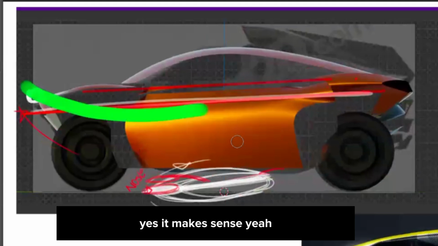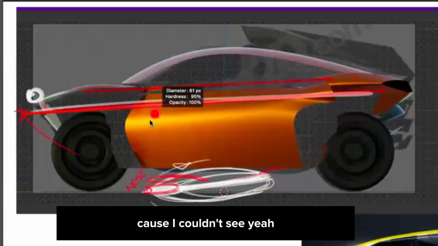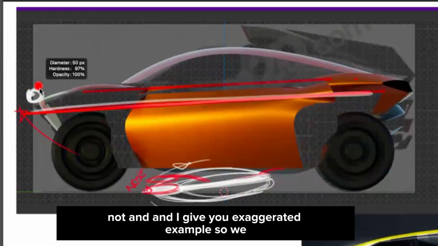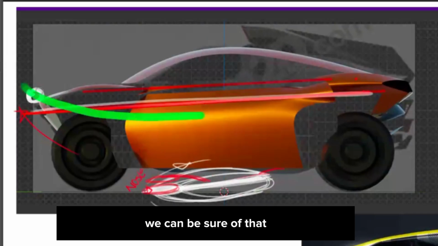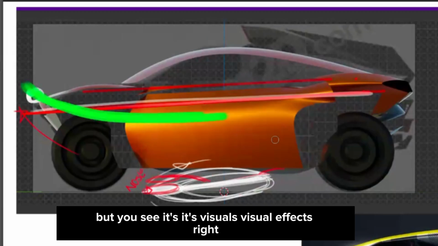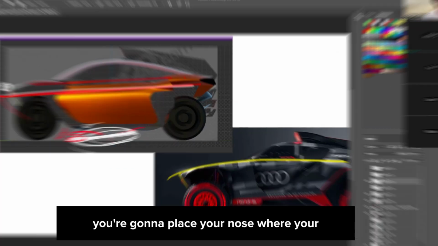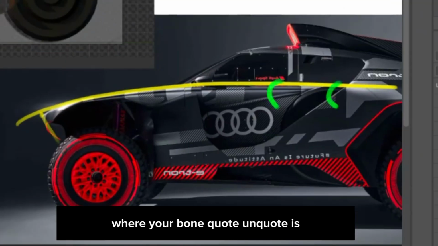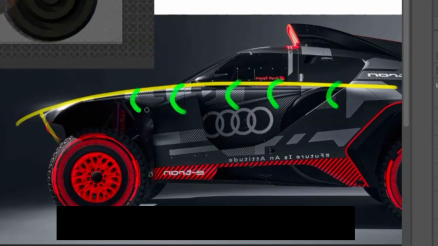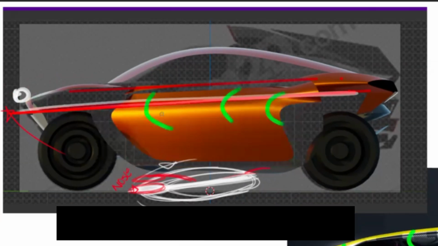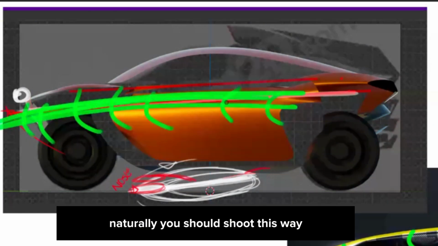Yes, it makes sense. Yeah. I couldn't see. Yeah. Now when I see this, yeah. No, and I give you exaggerated examples so we can be sure of that. But you see, it's visual effects, right? So just remember this: you're gonna place your nose where your bone, quote unquote, is, right? And naturally, you should shoot this way.